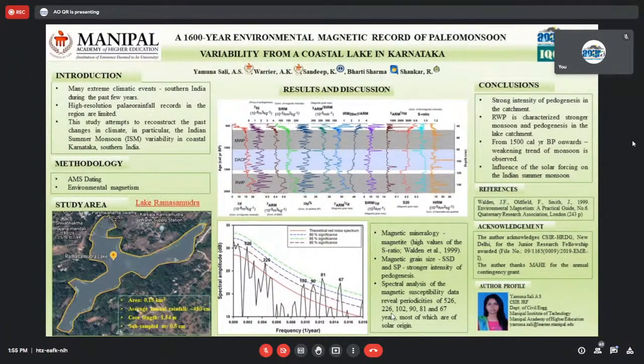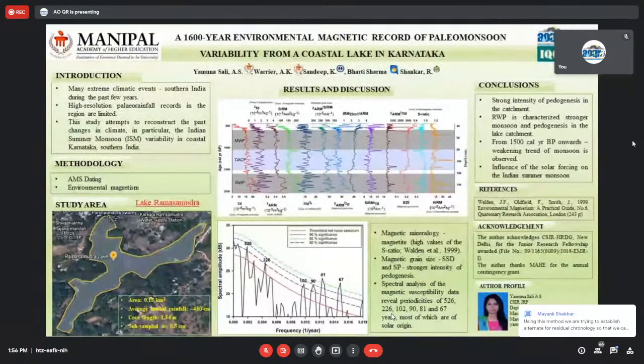Southern India is becoming more and more vulnerable to many extreme climatic events for the past few years. Limited high-resolution records in the region hinder the comprehension of underlying factors for these sudden changes. This study attempts to reconstruct the past changes in the Indian summer monsoon in coastal Karnataka, southern India. For this, we collected a 154 centimeter long sediment core from Lake Ramasamudra. Top 35 centimeter of the sediment core was lost during sampling due to high moisture.